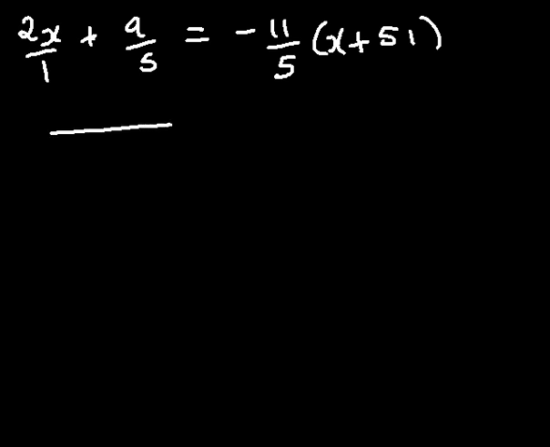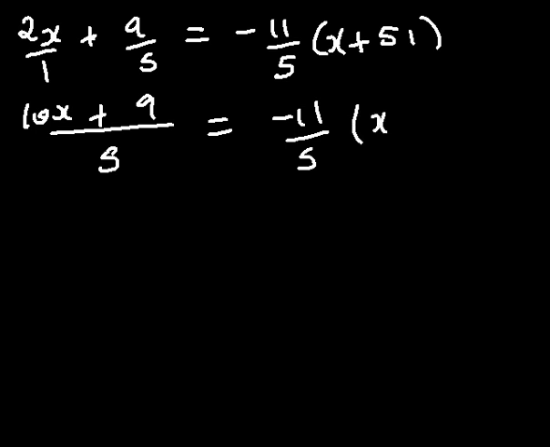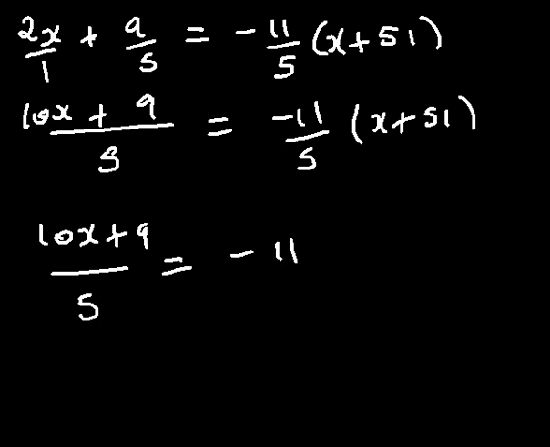Then what is the common denominator? We have 5, and 5 into 5 is 1. The 1 times 9 is 9, plus 1 into 5, that is 5 times 2x, that is 10x. We'll have 10x here plus 9, which is equal to negative 11 over 5 times x plus 51. In this case, we have 10x plus 9, since they are unlike terms, equal to negative 11 times x plus 51, divided by 5. It is the same as that.